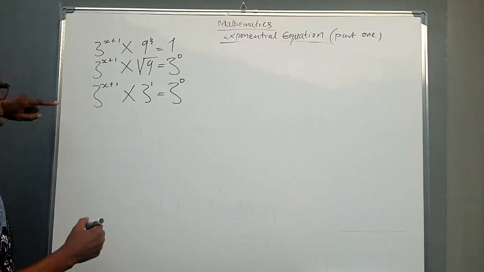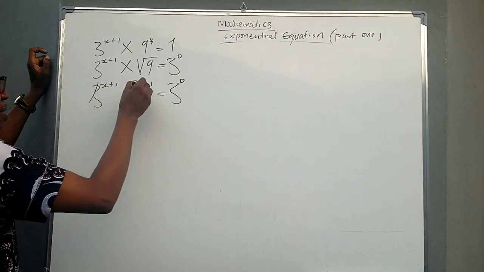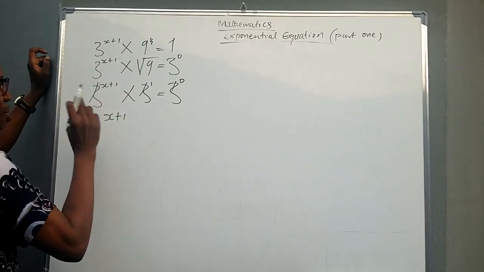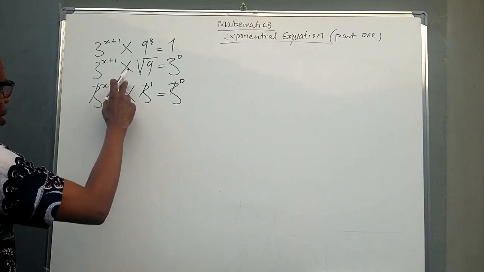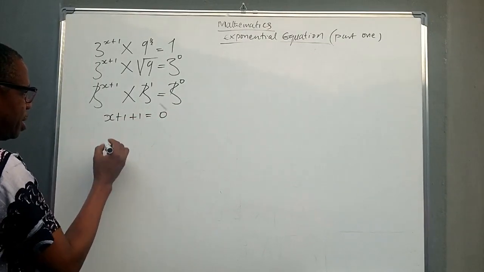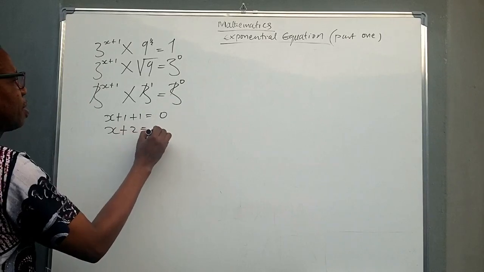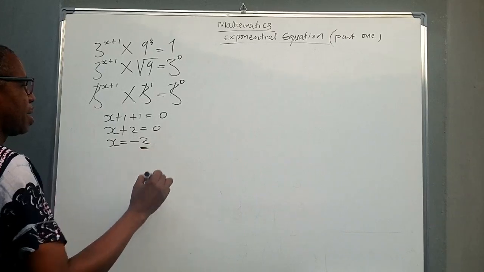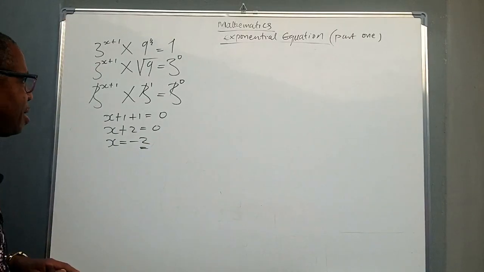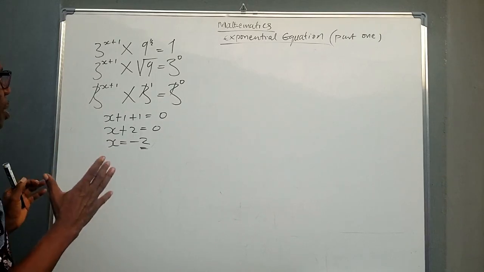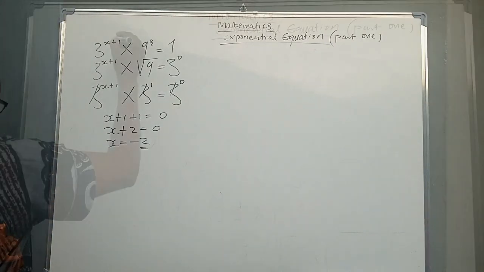Now at this point, you don't need the 3 again, so you cancel this 3 and take the powers, which is now x plus 1. Remember that I told you in the law that when you have the same base, you add their powers or their indices. So you add plus 1 equal to 0. That will give us x plus 2 is equal to 0. Then x is equal to minus 2. Now, like I said, this is just the foundation where we still need to solve real exponential equations, but I need to lay these foundations very well, so when you start solving, you will not have any challenge.